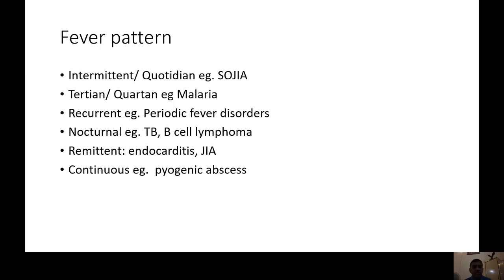So intermittent or quotidian. Quotidian means the fever occurring every 24 hours, classic of systemic onset JIA. Then tertian or quartan, that is classically seen in malaria, where the fever occurs every 3rd day or 4th day. Then you have recurrent fevers. There are periodic fever disorders that you might find.